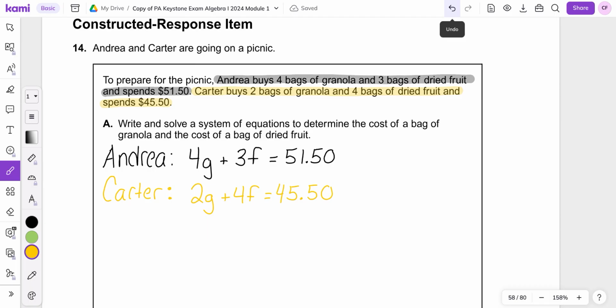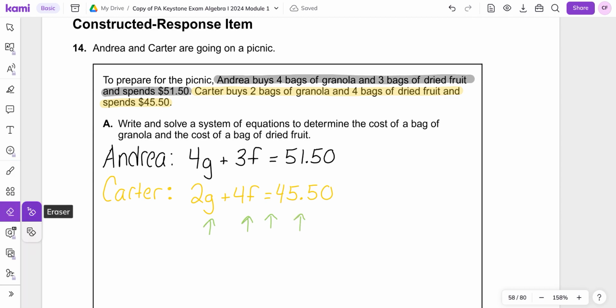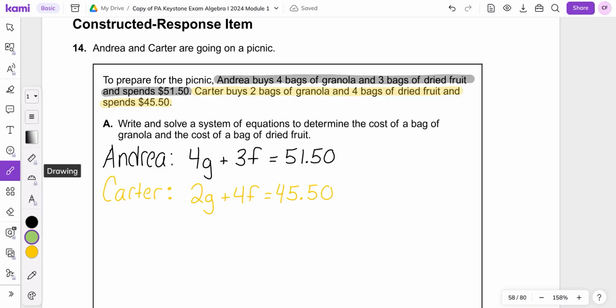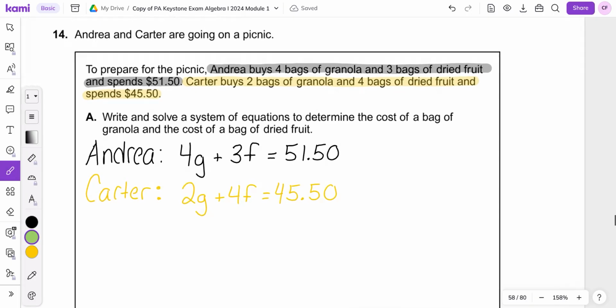What we can notice here is everything is lined up and they're all in standard form. I have my G's here, my F's here, the equal signs, and the numbers. While we could solve each one for one of the variables, such as y, and graph them, graphing is not the most efficient, nor is solving one of them for a variable and substituting it in. So for today, I'm going to solve this using elimination.